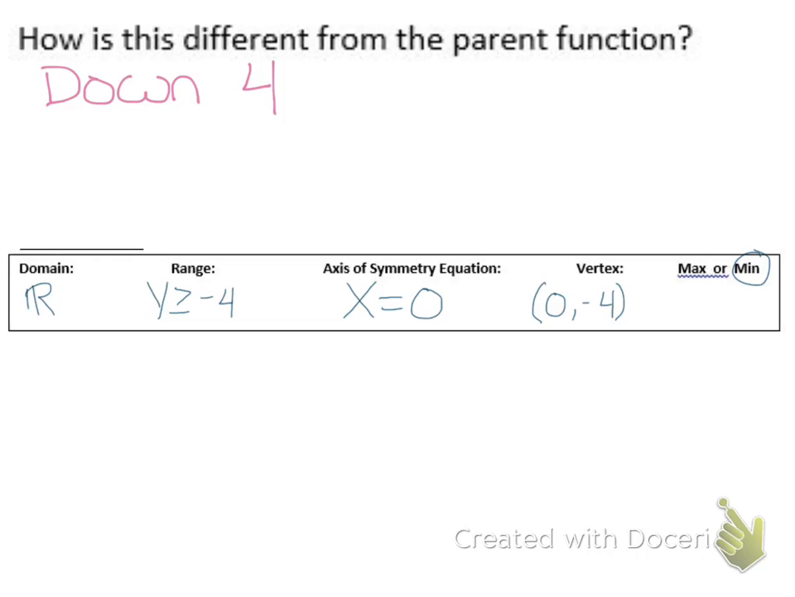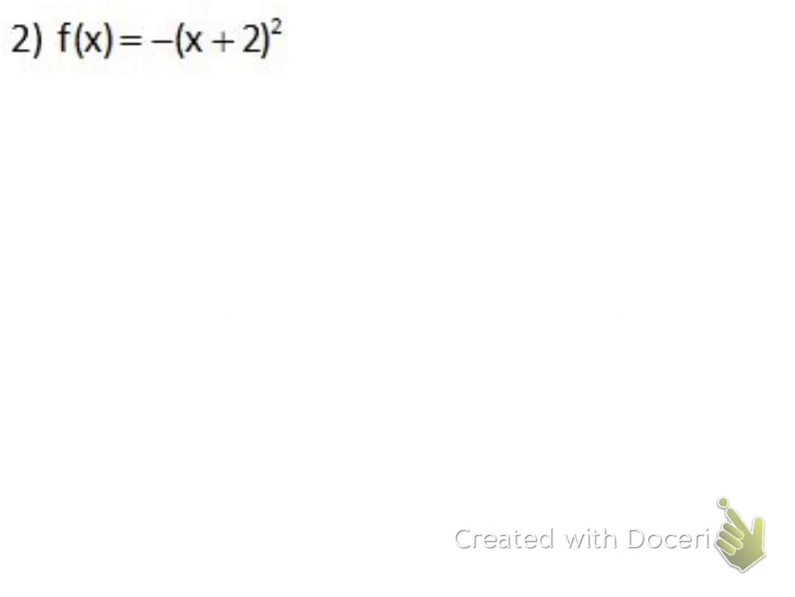Now, combining our knowledge of what we learned yesterday with what we know about graphing any quadratic equation, especially those in standard form, this shouldn't have been too difficult. But just in case it was, let's go through one example. Our next example is f of x equals negative quantity x plus 2 closed quantity squared.